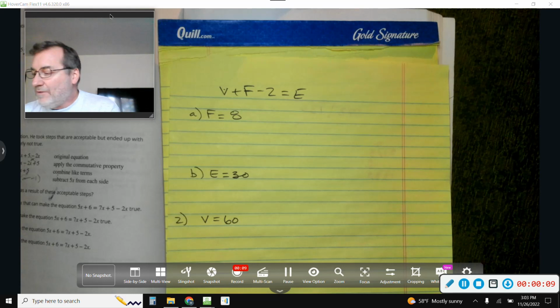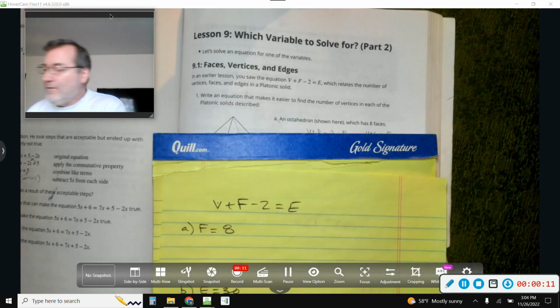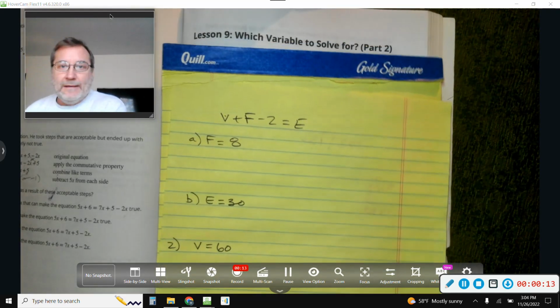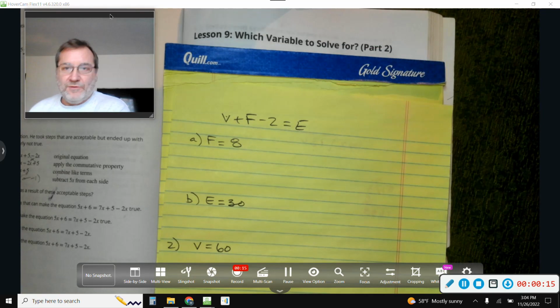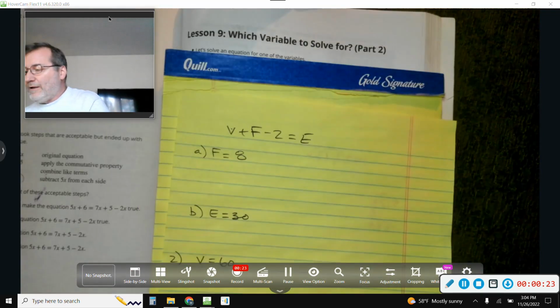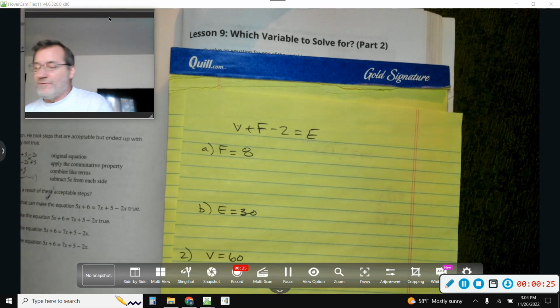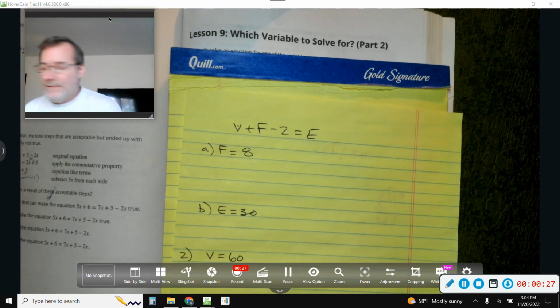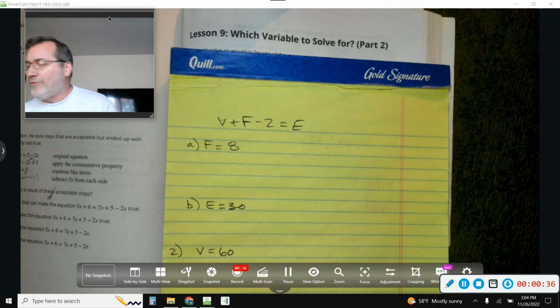This is going to be Unit 2, lesson number 9. We're going to be talking about which variable to solve for, and this is part 2. They'll call it lesson 9, part 2. There's no lesson 9, part 1. Lesson 8 was which variable to solve for, part 1. So it's a little bit confusing the way they numbered this stuff, but we'll go through this.